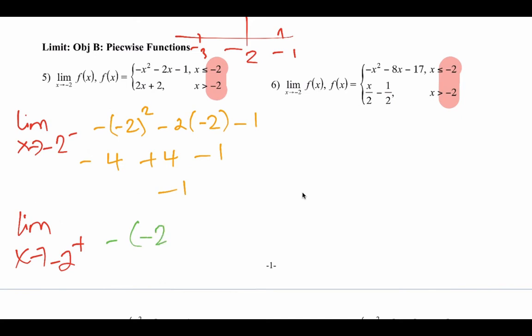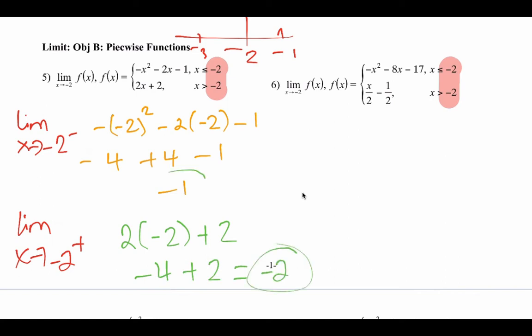-2, sorry. I can do 2 times -2 plus 2. -4 plus 2, so this would be -2. Let's compare. I have -1 for the left, -2 for the right. So is there a limit for this one?